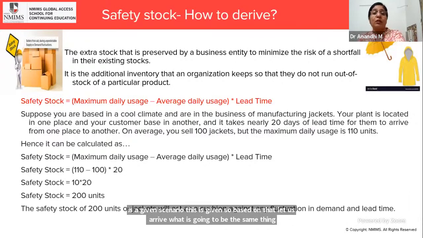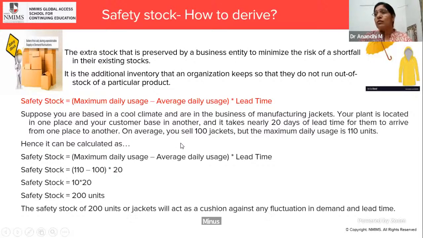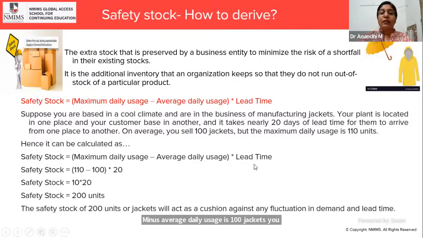Okay, this is from the customer end, right? So maximum daily usage is 110 as given, minus average daily usage, which is the 100 jackets you sell, multiplied by lead time. Lead time is 20 days to reach the retail unit or customer selling point.